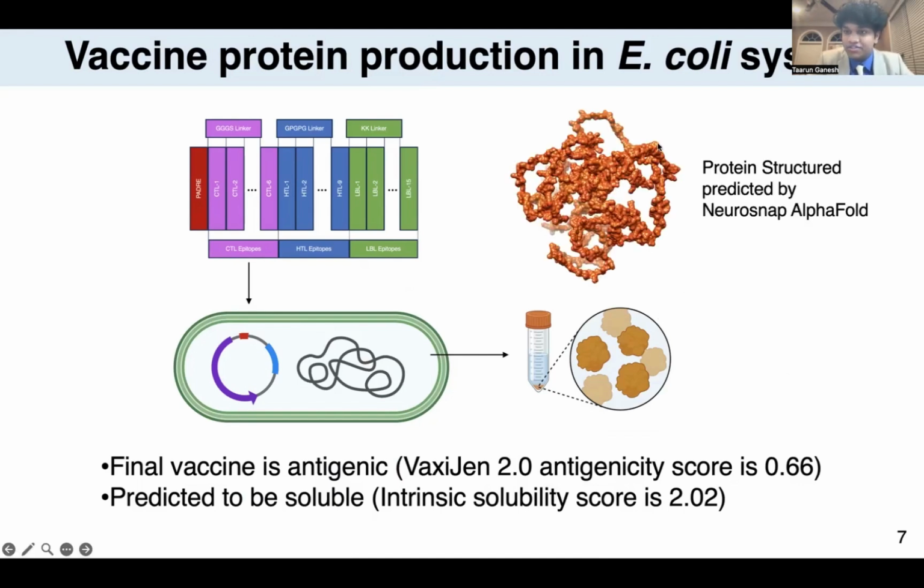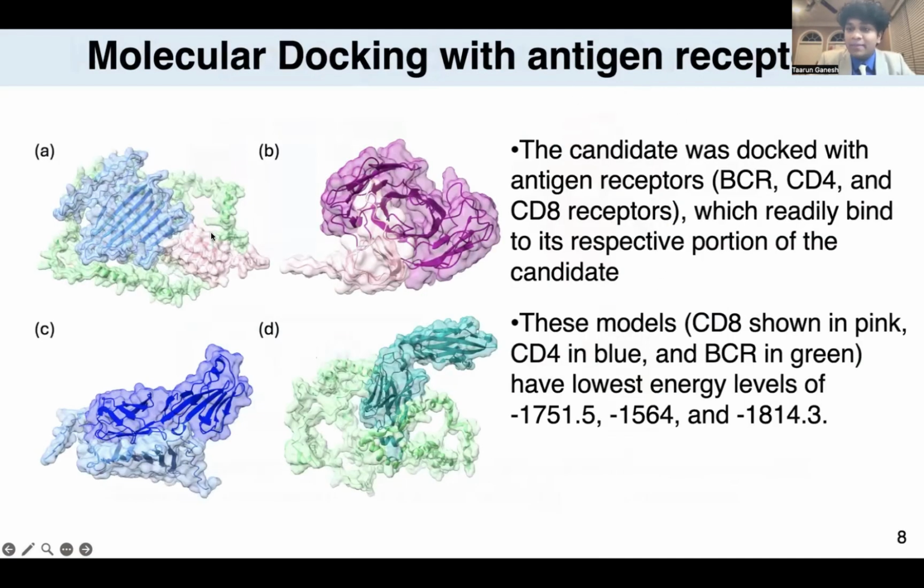So here's the protein structure of our Rotavirus vaccine, predicted by Neurosnap AlphaFold. Using this protein structure, we're able to conduct molecular docking. Molecular docking is a very famous technique in the bioinformatics world where it analyzes these simulations between proteins. So it analyzes these interactions of proteins simulated in the body to test for binding affinity, or how well they're able to bind to each other.